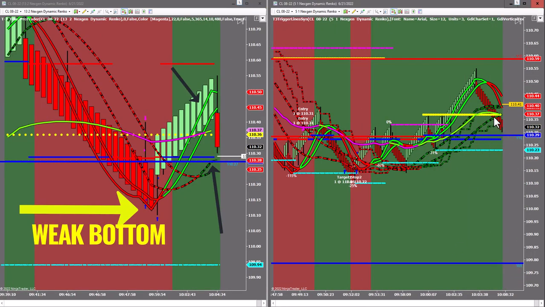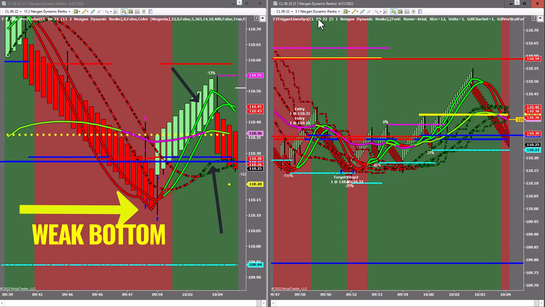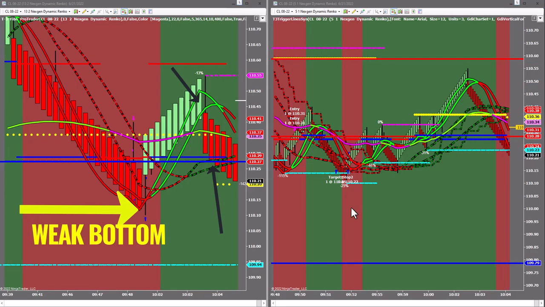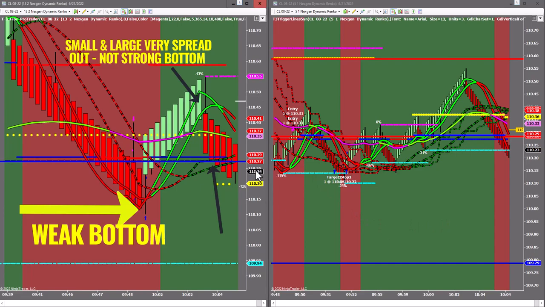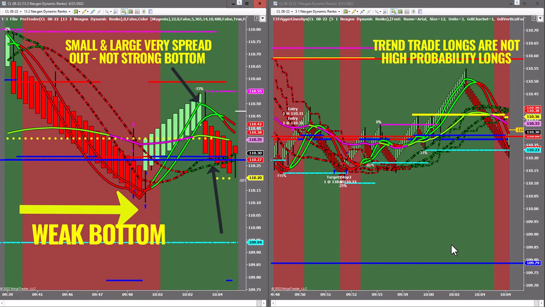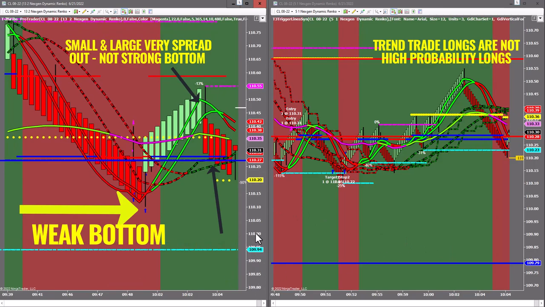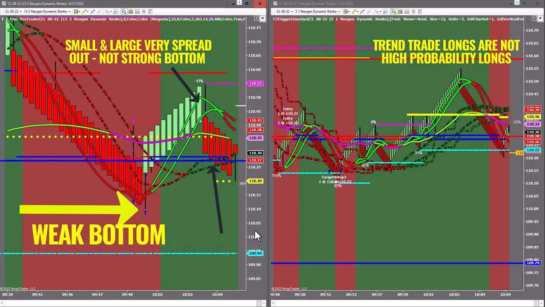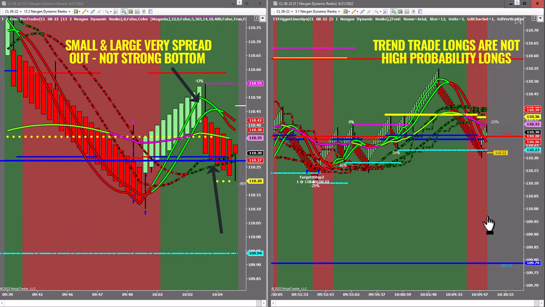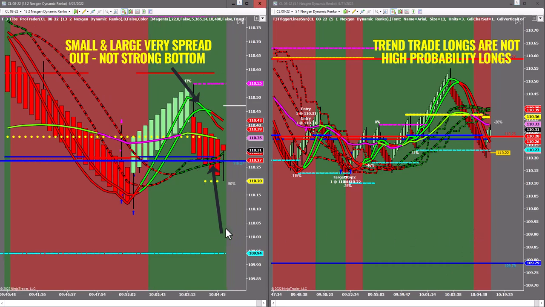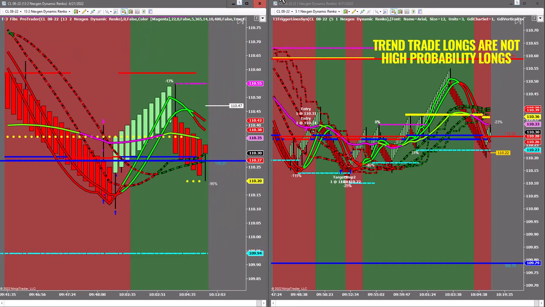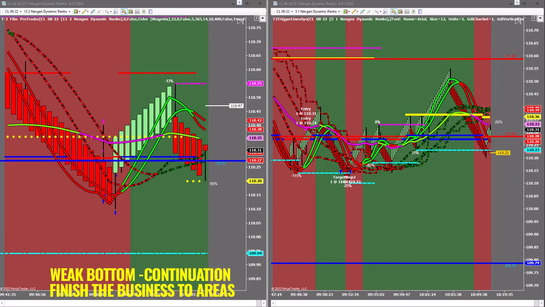And, again, this is where understanding the context of a weak bottom comes into play. You add that with the spread of the large triggers on the large chart, you end up not doing trend trade longs on your 5-1 chart. And instead, we actually are going to wait for either a new good bottom from this area here, or we're going to wait for a breakout to the downside.